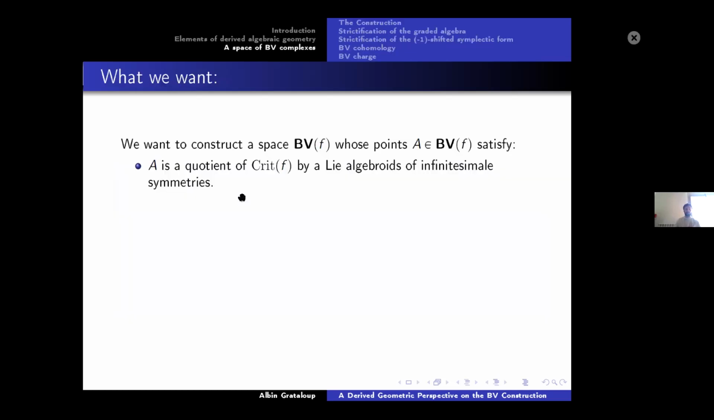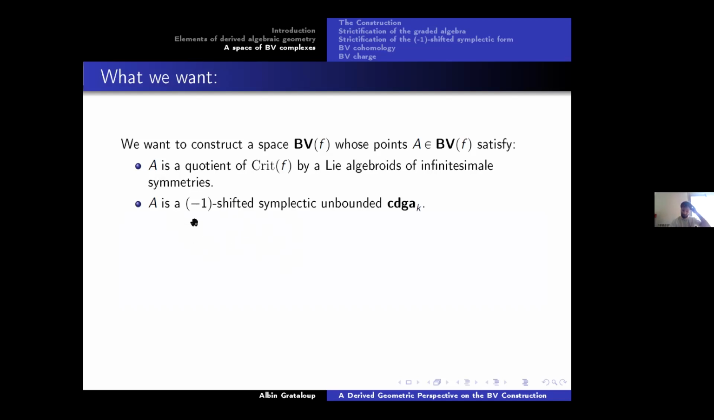So now, if you have been a bit lost by all this derived geometric stuff, which I felt was needed to understand that I'm actually doing something, I'm going back to working on BV, and now I'm going to try to explain how I am actually going to construct BV using some of this formalism. First, I'm going back again to ask: what do I want to have from this? I want to construct a space of BV complexes whose points are given by a quotient of a critical locus by an algebroid. I'm repeating myself a bit, but it's just to set the ideas.